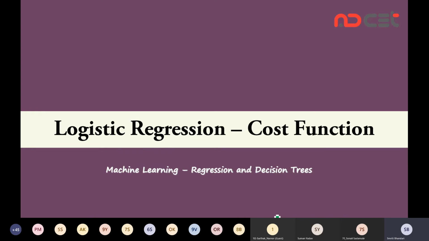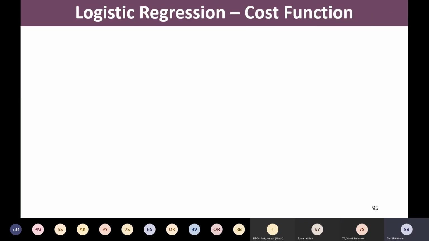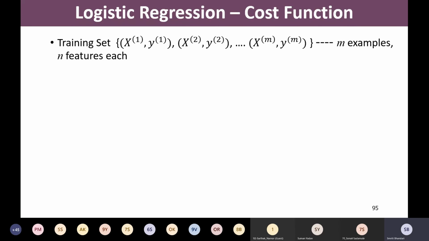Now, in linear regression, we had a cost function which is the sum of squared error. Now, let us see how to define the cost function for logistic regression. So, once again, I am stating our problem. In our training set, we have m number of examples, and these examples are denoted as x1, y1, x2, y2 up to xm, ym. So these are m examples in our training data set.